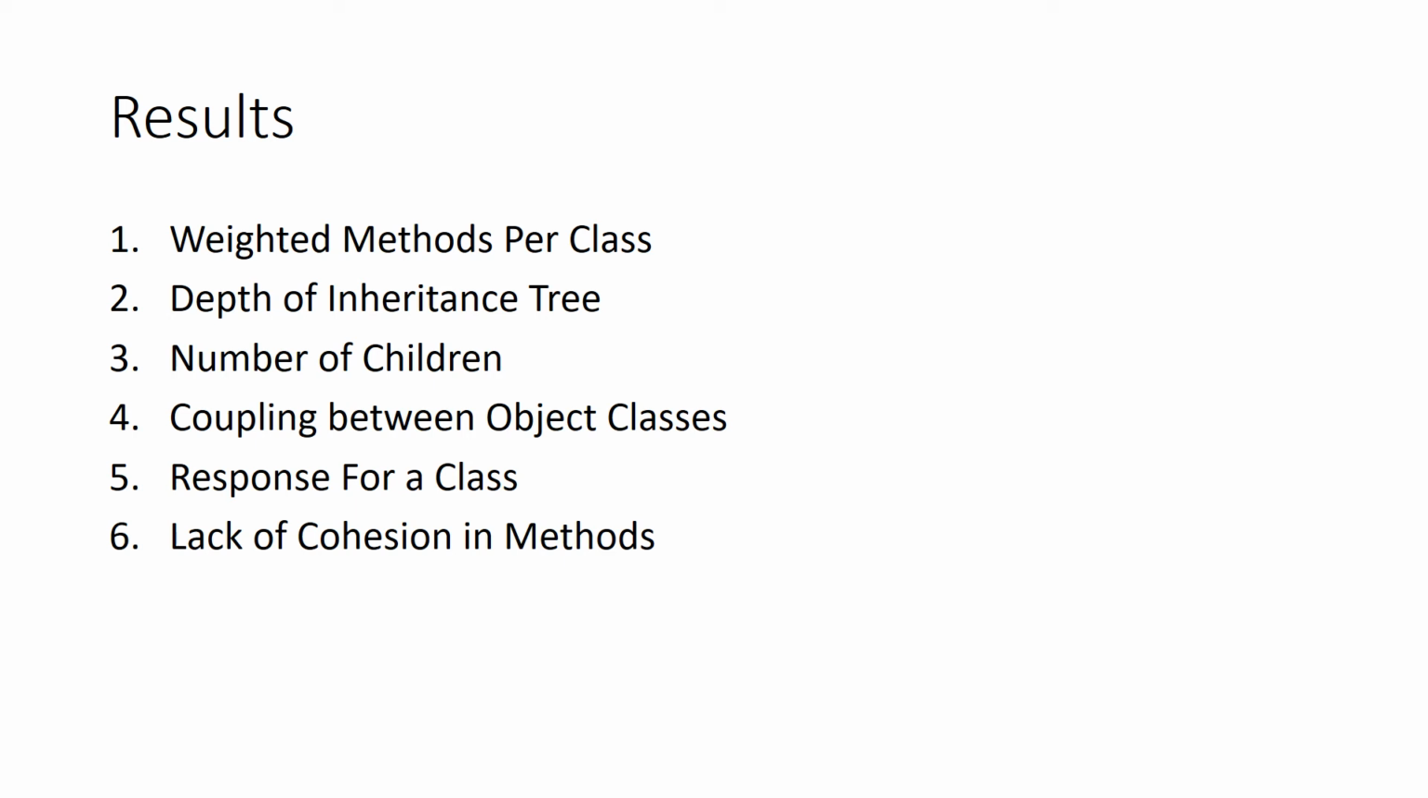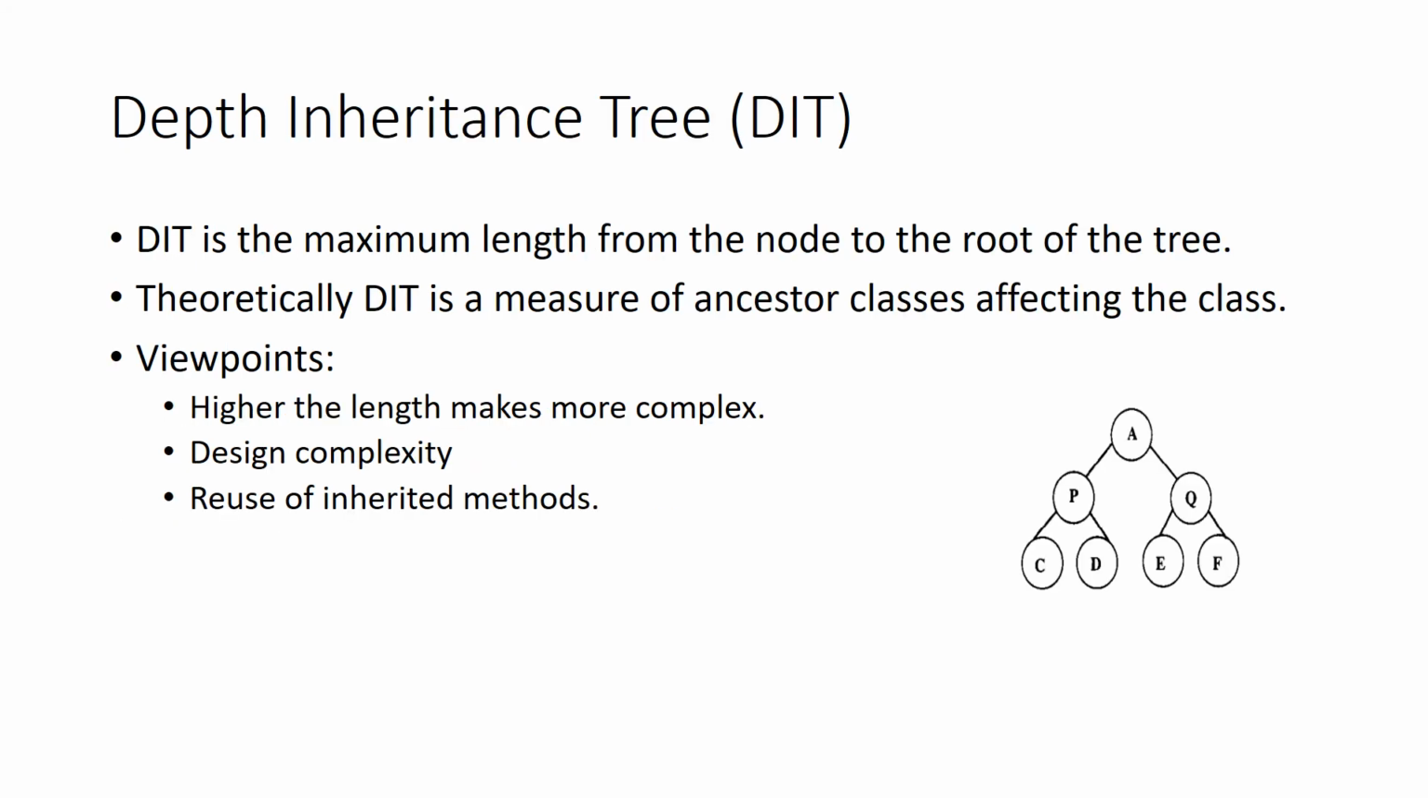Now let us look at the individual results of each metric. Now let us discuss the results of DIT. And before that, let us see the viewpoints. The viewpoints of DIT suggest that if a class is deeper in the hierarchy, then it will have more methods inherited, which makes the class more complicated and difficult for testing. Along with this, the design also gets complicated. With the deeper classes, there is a higher chance for reusing of the code.